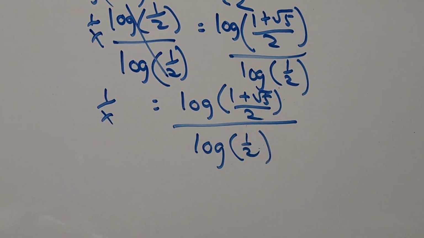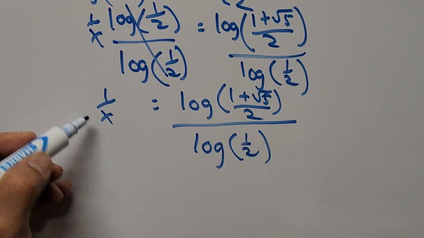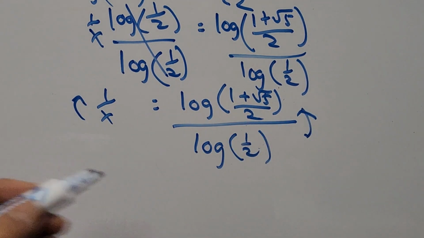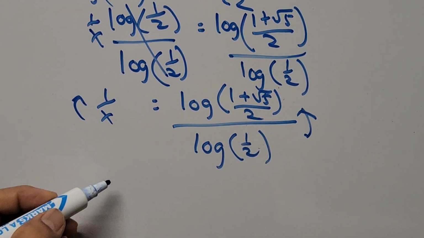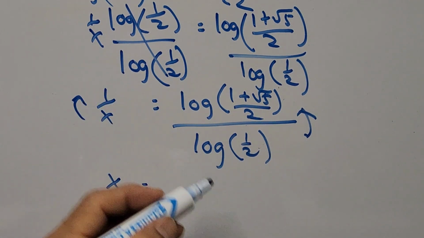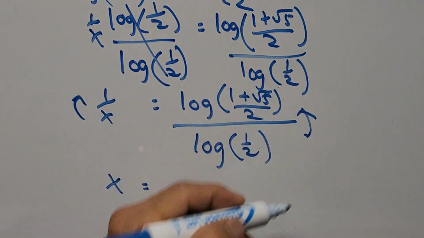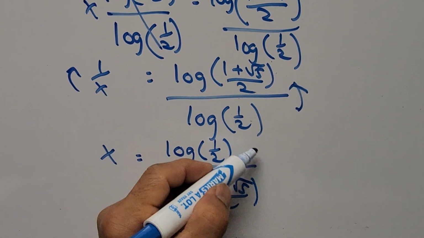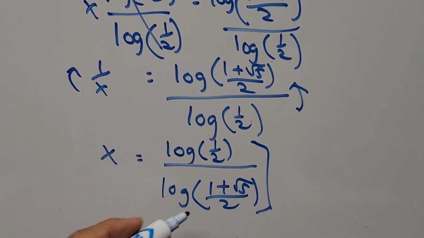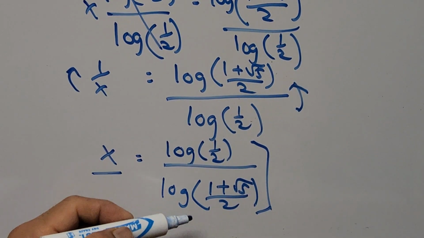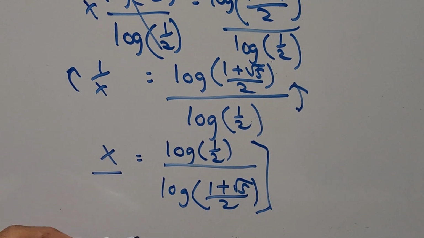If you notice our equation, x is on the bottom, so we flip our equation left and right. So this becomes x is equal to, you're flipping this, the bottom goes on top, top goes to the bottom. So here is our exact answer for the value of x: log 1/2 divided by log of the quantity 1 plus square root of 5 over 2.